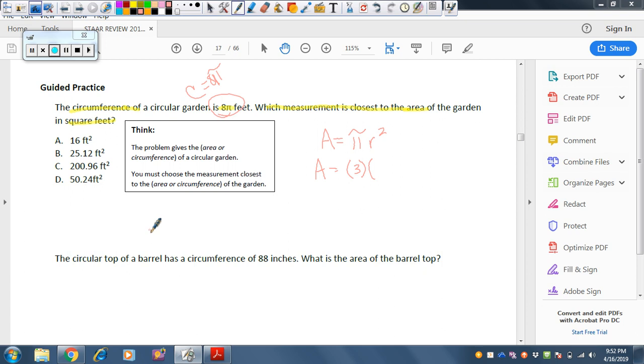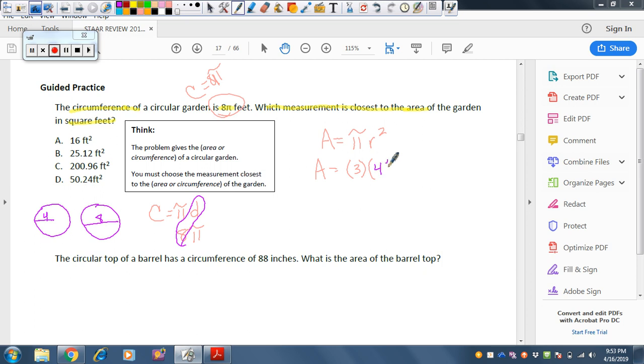Oh, that's the trick. So it gives us a circumference, right? So circumference equals pi times diameter. It tells us the circumference is 8 pi feet. So what is the diameter? It's 8, right? So the diameter of the circle is 8. What's the radius? The diameter is 8, the radius is 4.